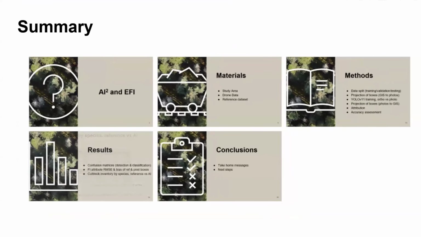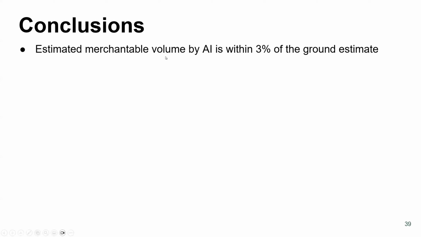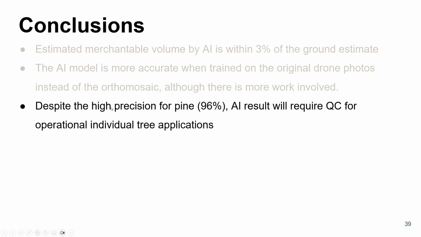So let's finish with a few conclusions. We managed with the AI and the drone-based census to achieve an estimate of merchantable volume that is within 3% of the ground estimate. It's pretty amazing. We also corroborated that it's better to work with the original drone photos than with the orthomosaic, but it has the difficulty of this projection back and forth, but it's worth it. And we had very high precision for the main species of interest there.